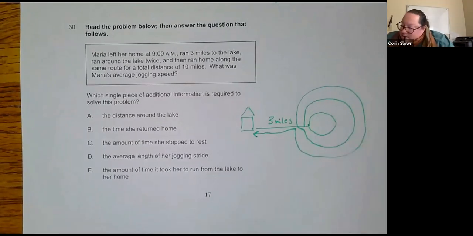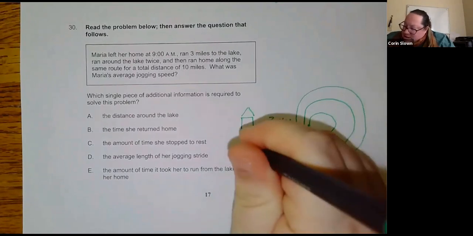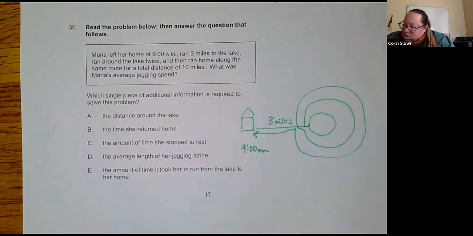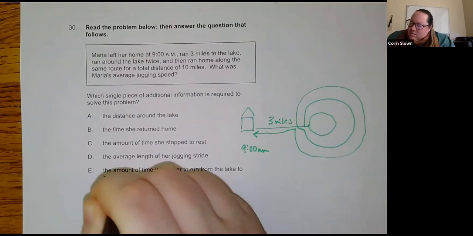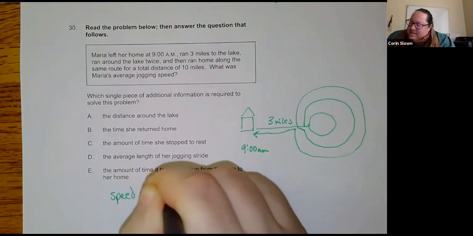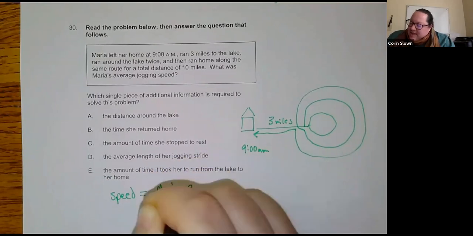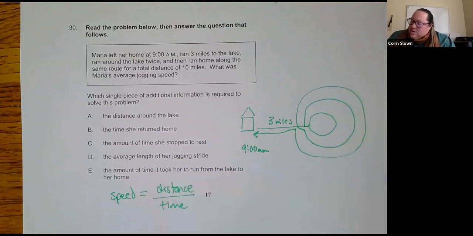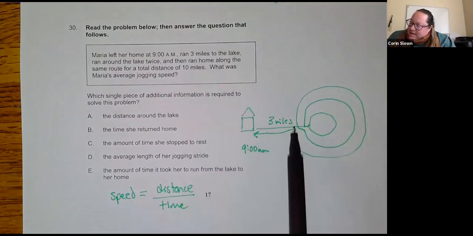Okay, so what was Maria's average jogging speed? So we know that she started at 9 a.m., but we don't know what time she finished. If we knew the time she finished, then we would know the total time it took her to travel the distance. And so we would be able to then figure out her average jogging speed. So speed is another word for distance divided by time.